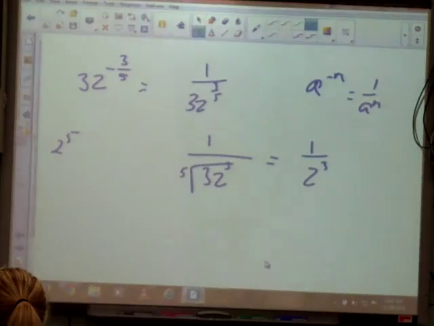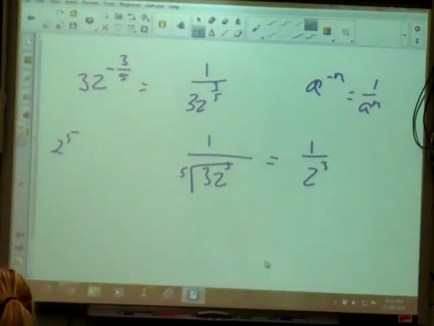Very good. So when I did that and wrote the 2 there, I'm done with the 5th root. I don't have to rewrite that again. I did the 5th root of 32 and got 2. So now I'm just looking at 1 over 2 cubed. What's 2 cubed? 8. So 1 over 8 is your final answer.